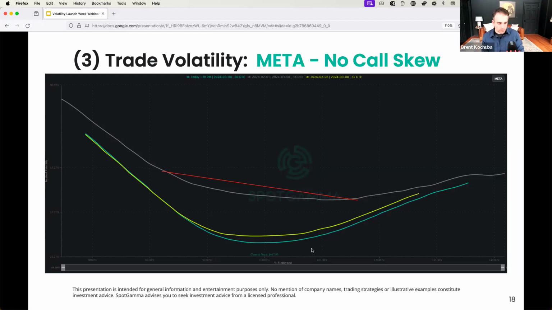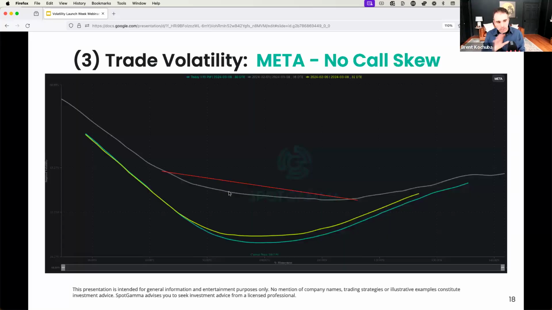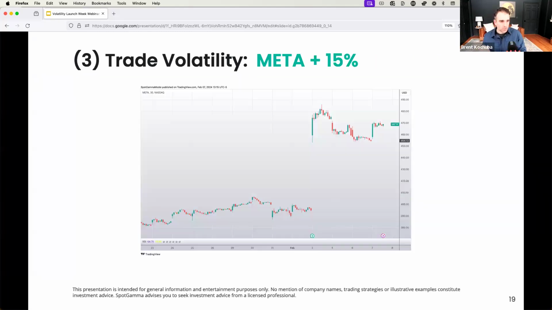Now, most of you probably know this already, that Meta had an incredible 15% move after its earnings report. So the market writ large was not looking for that type of move. Yes, the market was pricing in higher volatility than normal, but there was not this tilt towards calls. And as a result, you saw a really rather large 15% move.